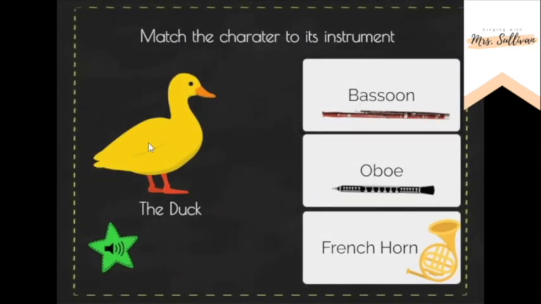Match the character to its instrument. Is the duck represented by the bassoon, the oboe, or the French horn? Your time starts now. Time's up.